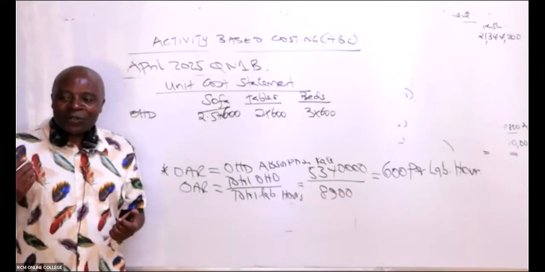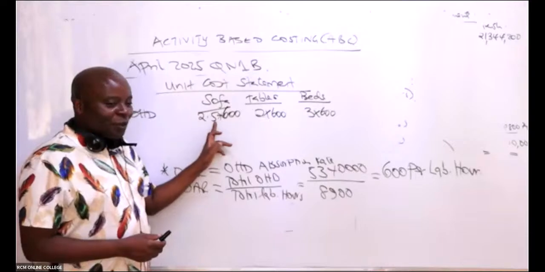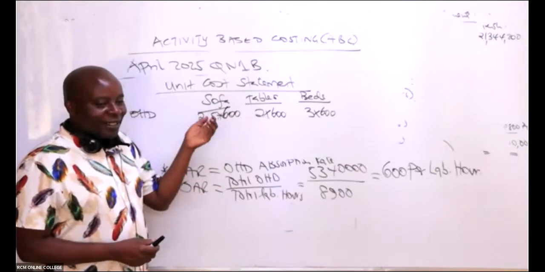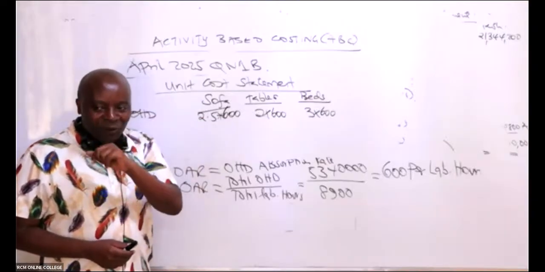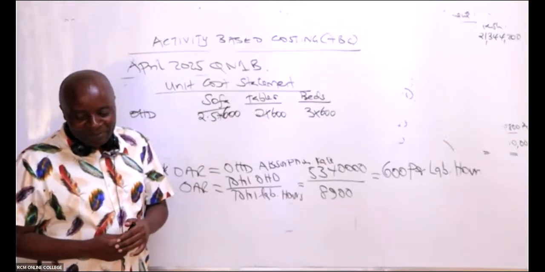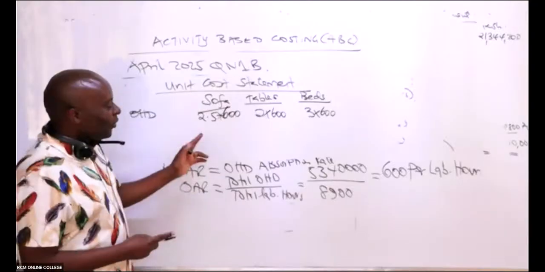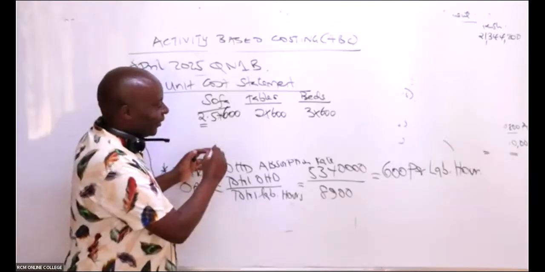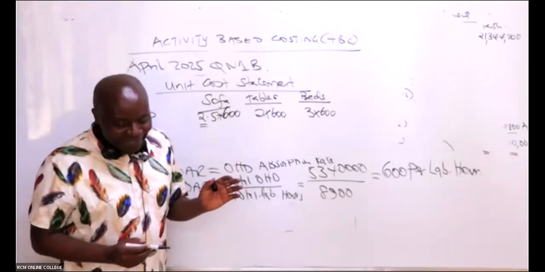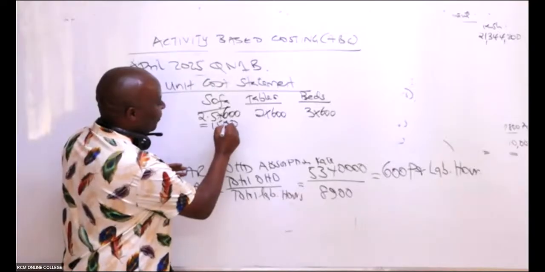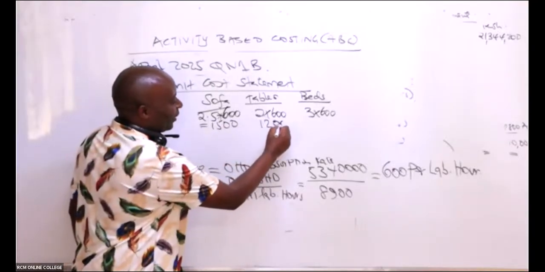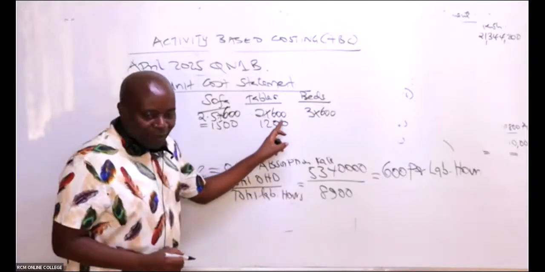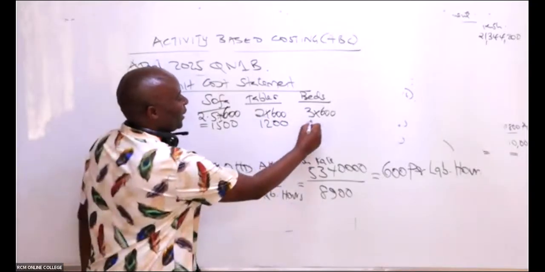Remember, if they wanted a total, then I would have multiplied this with the number of units. Like if you're going to make 1,000 sofa sets, then times 1,000. But you see, this is just for one unit. So 2.5 times 600 gives me 1,500. This is 1,200. 2 times 600, 1,800, the last one is 1,800.